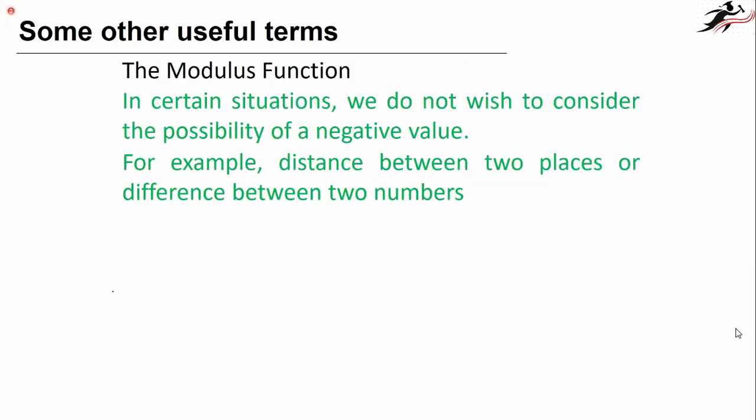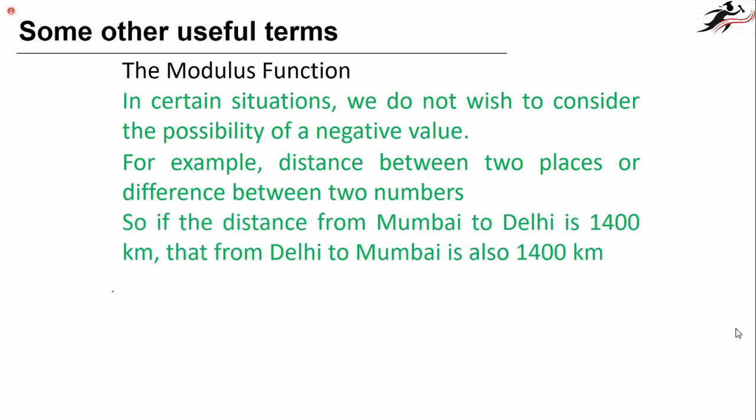Modulus function. Modulus is basically the distance between any two numbers. For example, if I say the Mumbai-Delhi distance is 1400 kilometers, then it means that the Delhi-Mumbai distance is also 1400 kilometers. The names are not that relevant. However, greatest integer would be round down or floor, and the other one, least integer, would be round up or ceiling.